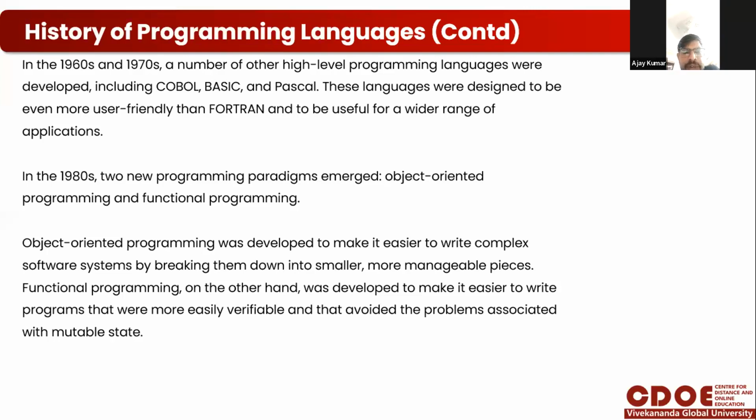Object-oriented programming was developed to make it easier to write complex software systems by breaking them down into smaller, more manageable pieces. Functional programming, on the other hand, was developed to make it easier to write programs that were more easily verifiable and that avoided the problems associated with a mutable state. Next, sir.